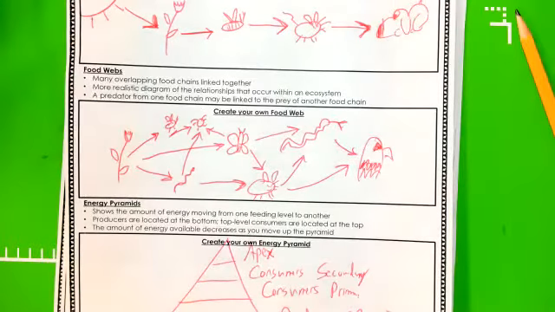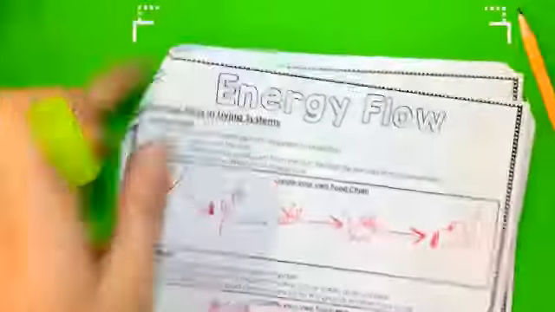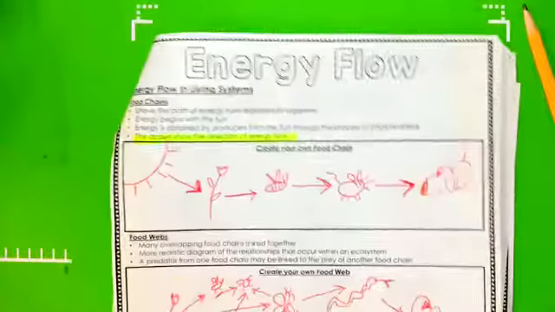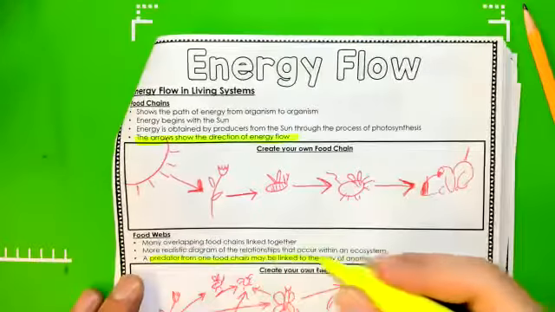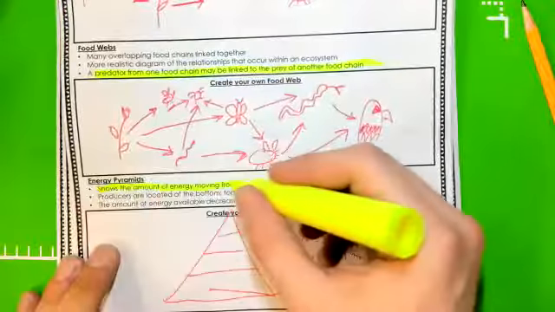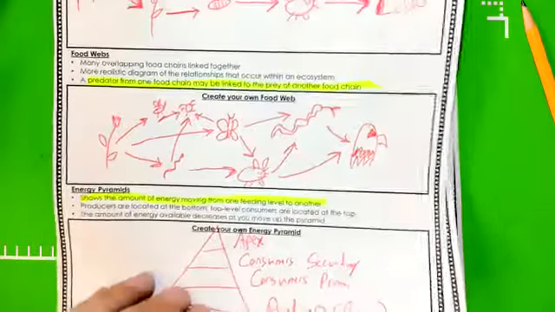This is our energy flow. Food chains, food webs, and energy pyramids. Important things, the arrow shows you energy flow. Predators from one may be linked to other food chains. And energy pyramids show the amount of energy moving from one level to another. All right, very good.